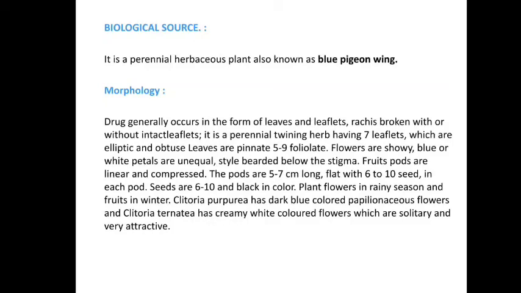The pods are 5 to 7 cm long, flat, with 6 to 10 seeds in each pod. Seeds are black in color. The plant flowers in rainy seasons and fruits in winter. Clitoria purpurea has dark blue colored papilionaceous flowers, and Clitoria ternatea has creamy white colored flowers which are solitary and very attractive.